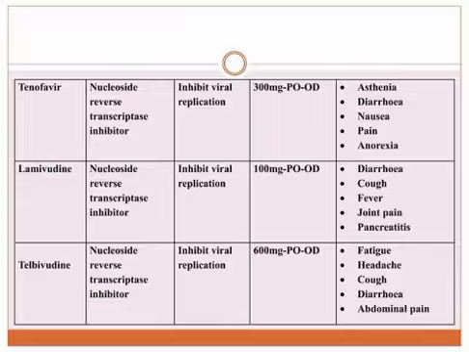Next will be telbivudine. Telbivudine is a nucleoside reverse transcriptase inhibitor, which inhibits viral replication. Usually, all the antiviral drugs are nucleoside or nucleotide reverse transcriptase inhibitors, which inhibit viral replication. Usually we can give around 600 mg once daily. It also has some adverse effects, which are fatigue, headache, cough, diarrhea, and abdominal pain.